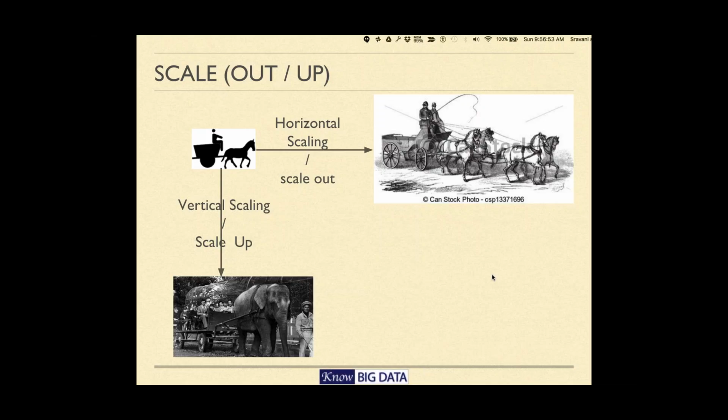If you think about what if this horse died. One horse died, you could buy just one horse and be happy. But in case the big elephant dies, then the whole work is gone. So effectively, vertical scaling is no longer a solution to handle data. The only way forward is either horizontal scaling or scaling out.